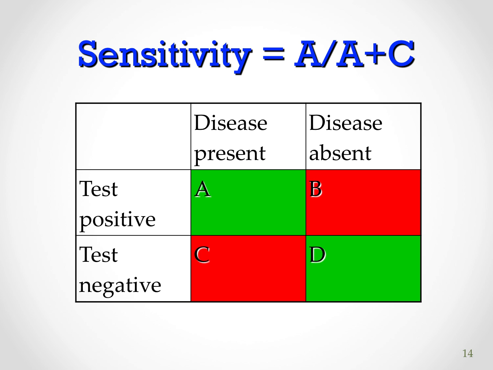Sensitivity is the proportion of patients with the disease who have a positive test. So we divide all those who have the disease with a positive test, as given by A, by the total number of people who actually have the disease. That's A plus C.